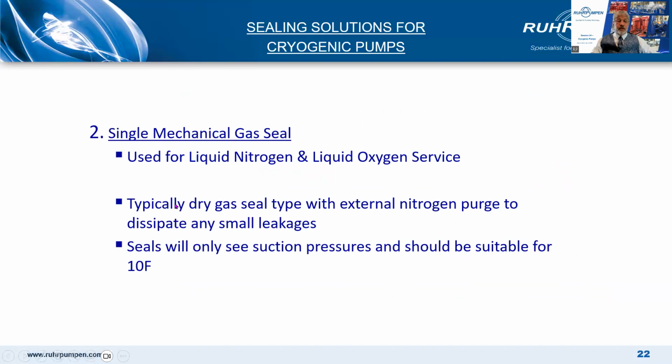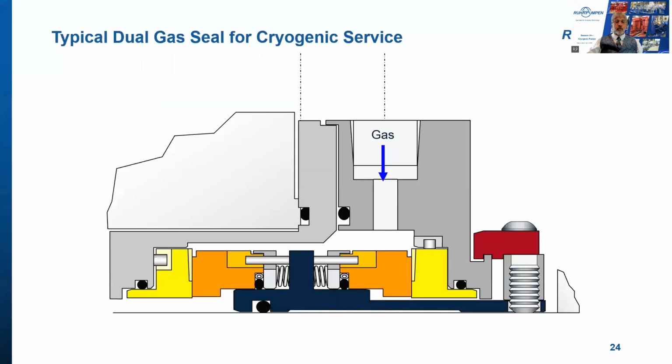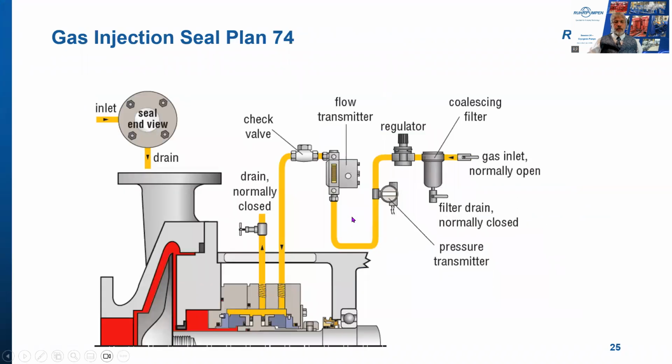Second would be a single dry gas seal with a nitrogen purge. Nice simple sealing system there. Thirdly, a double dual pressurized dry gas seal with a Plan 74 nitrogen barrier. There, double back-to-back seal with nitrogen barrier. And here's the Plan 74 gas injection.